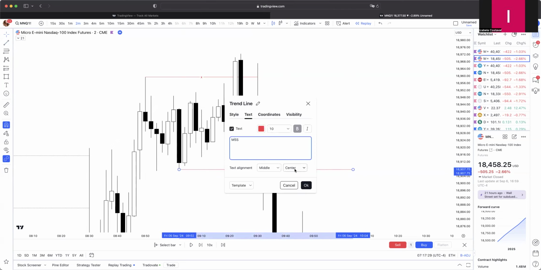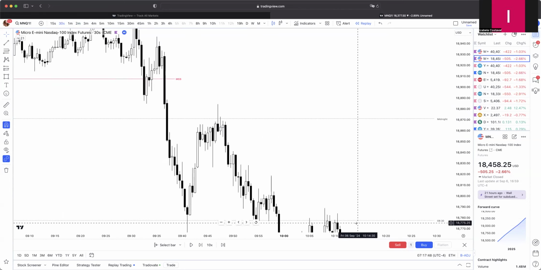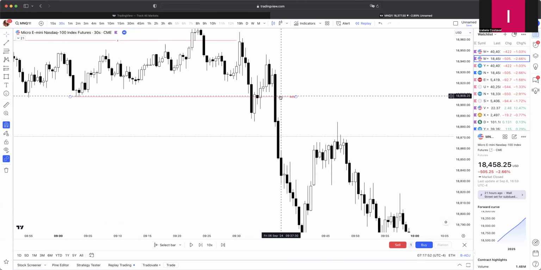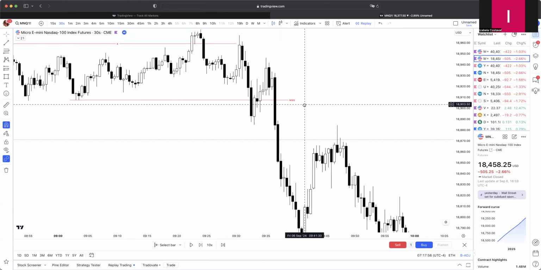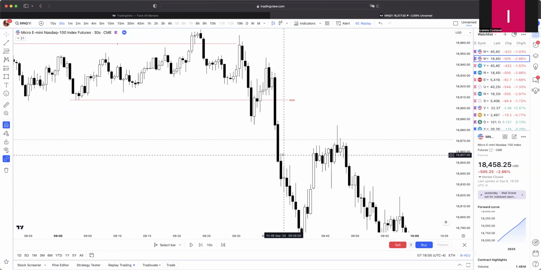But what I was actually looking at was this fair value gap that created. Like I said, I'm very picky. I want to see a 3 candle pattern when I'm trading, right? So 1, 2, and 3. So I would have picked this one right here.